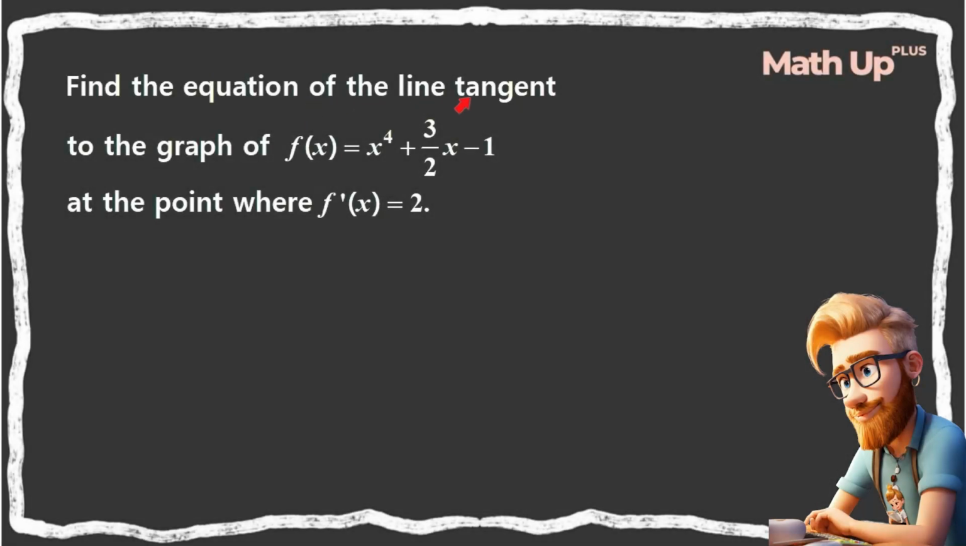Find the equation of the line tangent to the graph of f at the point where f prime of x is equal to 2. Okay, so first thing we have to do is find the point where f prime of x is equal to 2.